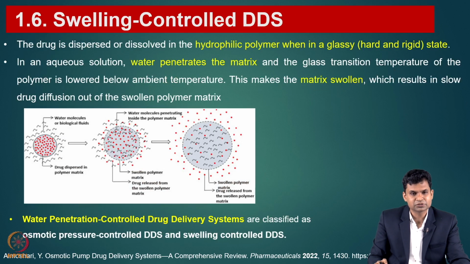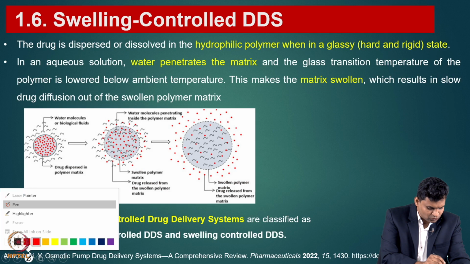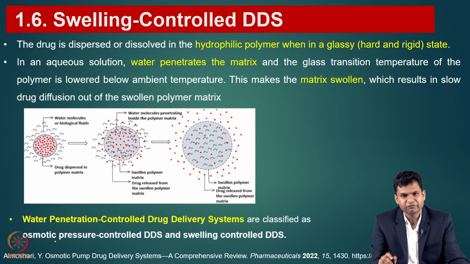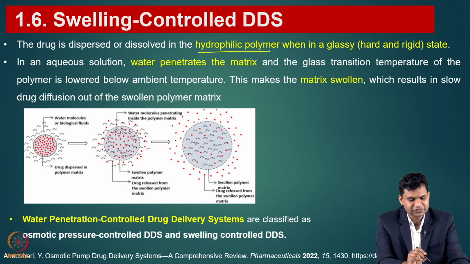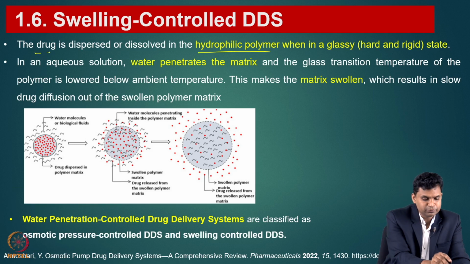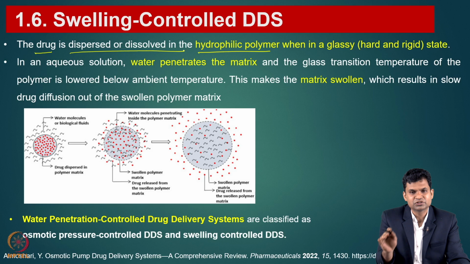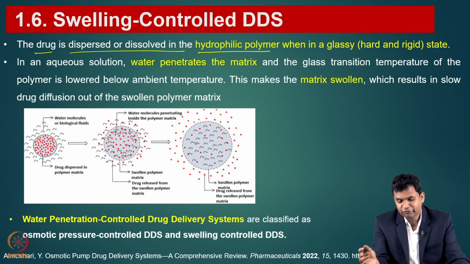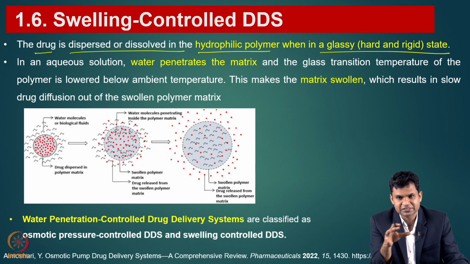The next topic is swelling controlled drug delivery systems. Here also we use polymers which are hydrophilic in nature. Your drug needs to be dispersed or dissolved in the hydrophilic matrix when the polymer is in the glassy state, that is, a hard and rigid state. In such conditions we add our drug, dispersed or dissolved in the hydrophilic polymer, so that it can be further processed as a finished product.